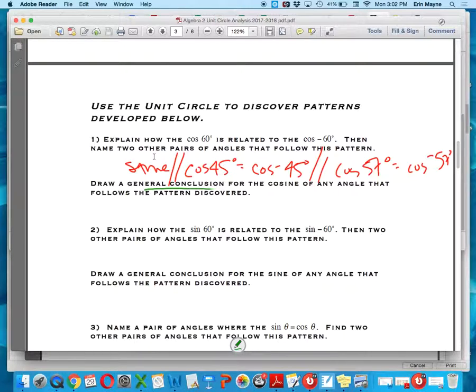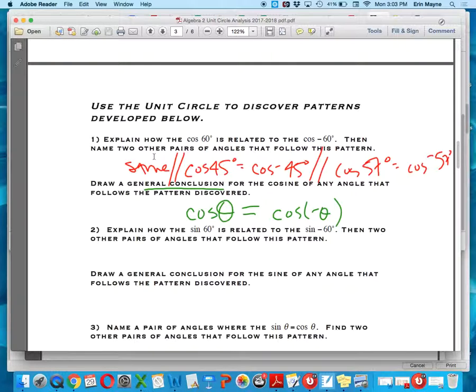So here's the more significant part. I'm asked to draw a general conclusion. So we need to say that the cosine of an angle is equal to what? Its opposite. Very good. Now you may or may not get that general conclusion, but I want you to try. So part of your homework is to do this page of the packet. The other part of your homework is to take the other page you picked up called Analyzing the Unit Circle. And that is your other part of your homework.